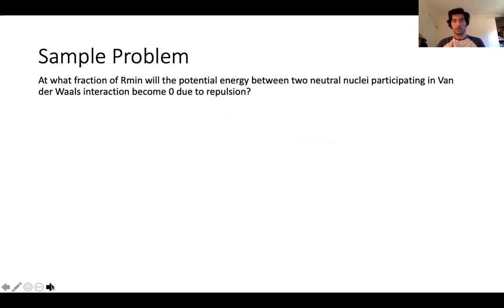So I'll give everyone just a little bit of time to think about this, but just a few observations. Because I'm saying that the van der Waals interaction becomes zero due to repulsion, remember that the potential energy has to be set to zero. And because R min is experiencing repulsion, you know that your R prime is going to be less than R min. So I'll give people about 30 seconds to think about this, then I'll go over the solution. If anyone has questions, you can also ask them now.